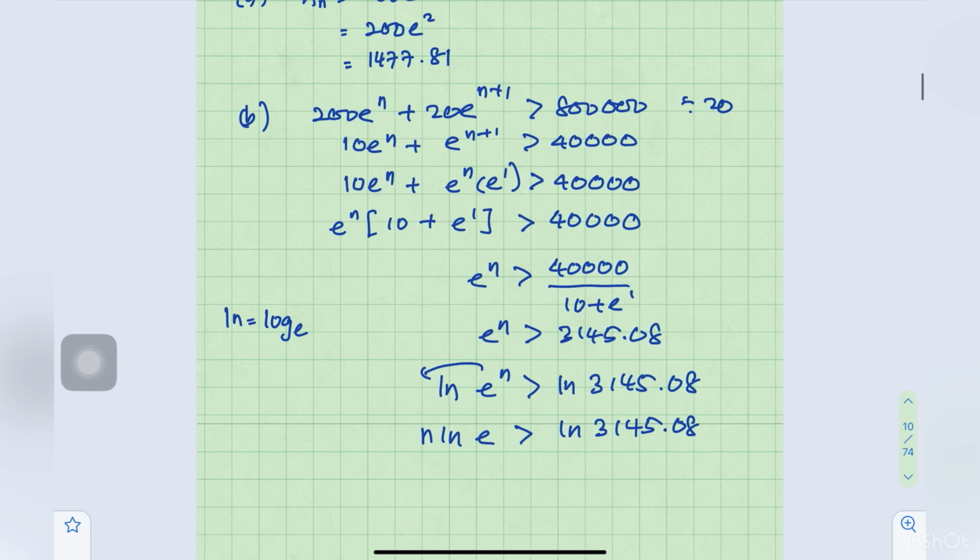Okay, so kita dapatlah n more than, ni kita guna calculator je, 8.0536. So, n is number of days. So, kita dapatlah n equals to, sorry, yang ni n kena nombor whole number. So, n equals to 9.